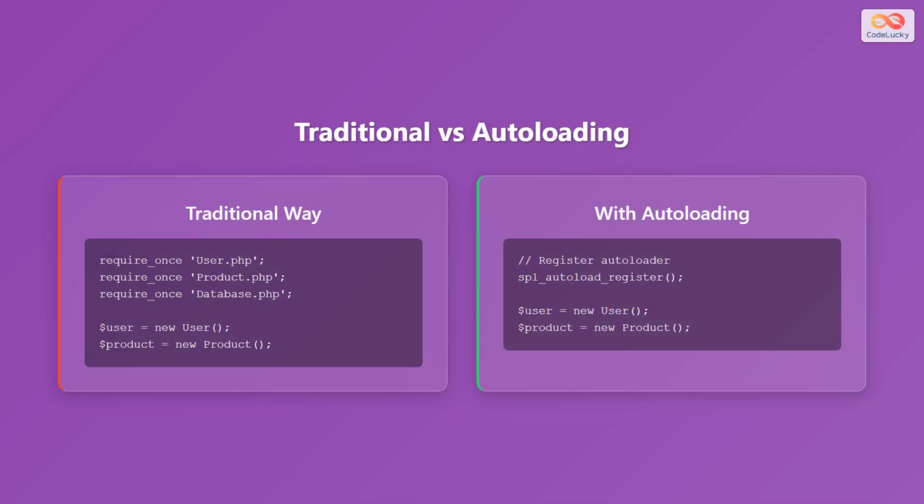Let's compare the traditional method of including files with autoloading. In the traditional way, you would manually use require_once to include each class file such as user.php, product.php, and database.php. Then you would instantiate the classes such as User and Product using the new keyword. With autoloading, you simply register the autoloader using spl_autoload_register, and then instantiate your classes as needed. The autoloader takes care of including the necessary files behind the scenes. This makes the code more concise and easier to maintain.